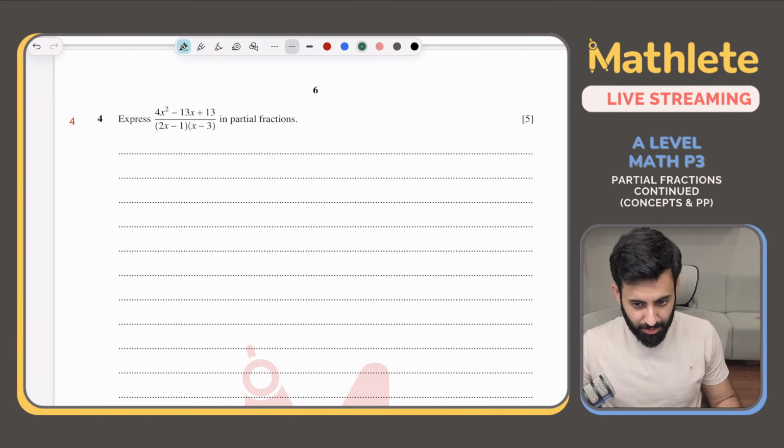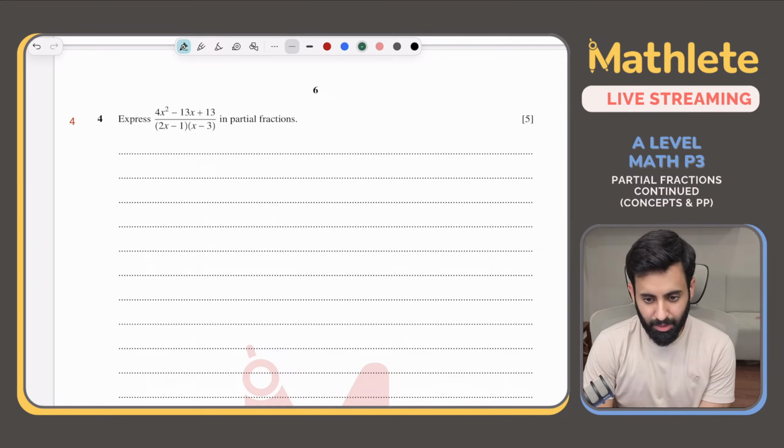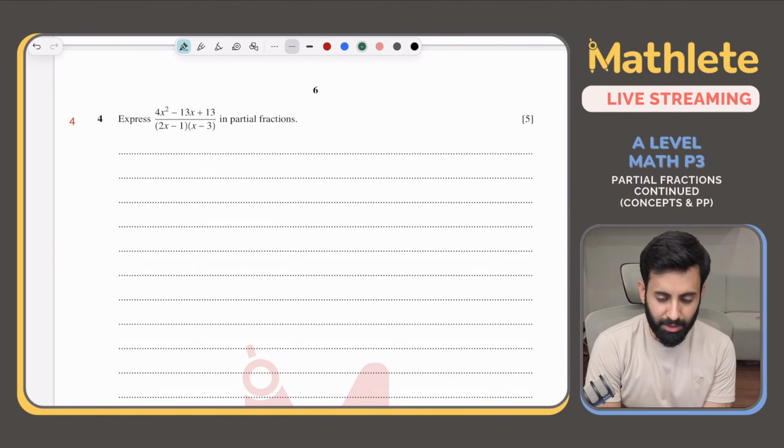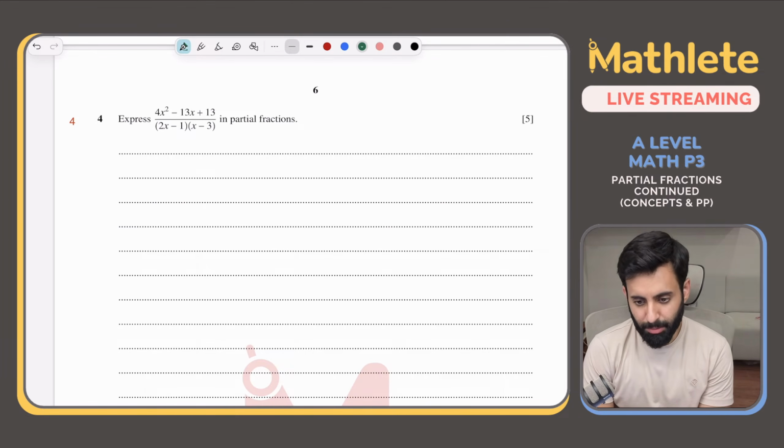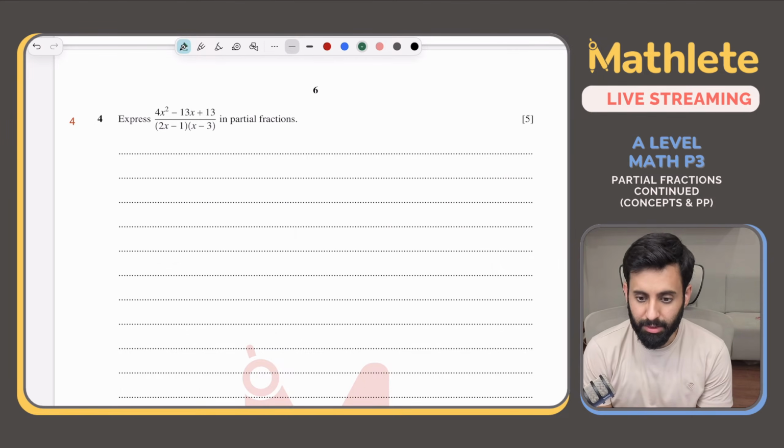Can you do a question where the denominator is less than the numerator? We've already done so many questions where the denominator is less than the numerator. Okay, that is a proper fraction. In that case, you straight away apply the rules of partial fractions. But when they're equal, or when the numerator is greater, that is when you do long division first.